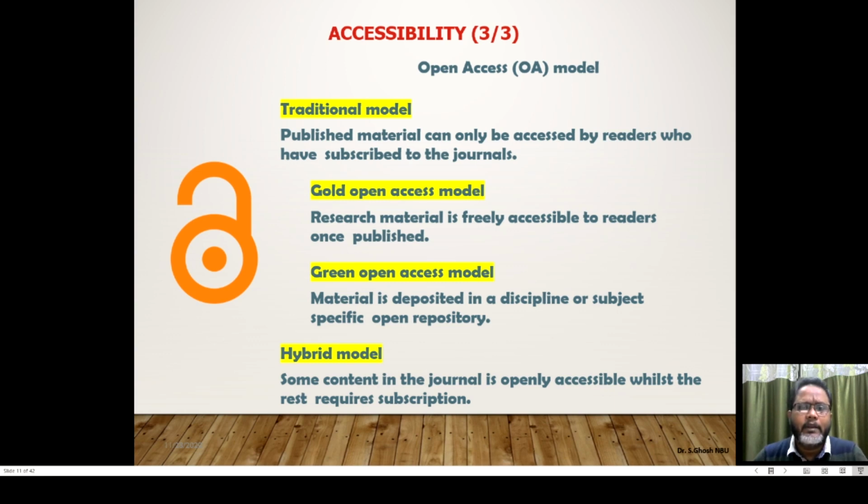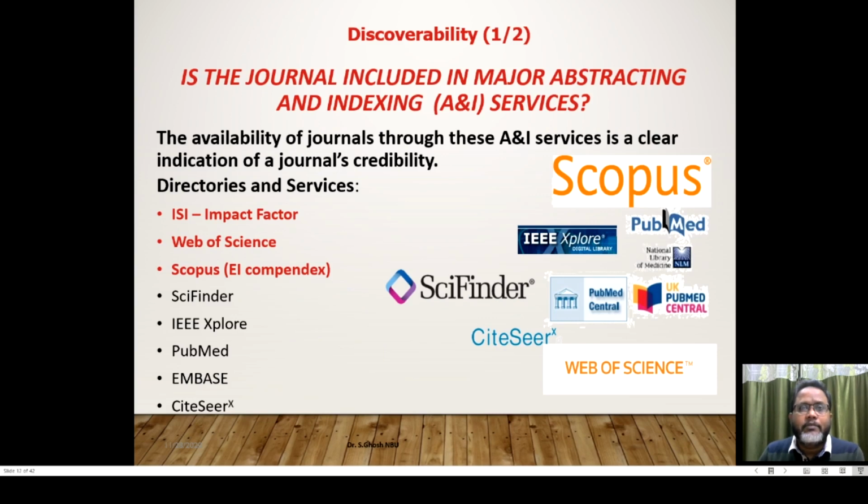But many people still have the notion that the open access model is one where inferior journals are there, and that people are not actually using open access journals very much, that people are always using closed access journals. This is not true. And there are some hybrid models also, where some portions are openly accessible while other portions require a subscription. So these are options. Now, discoverability.